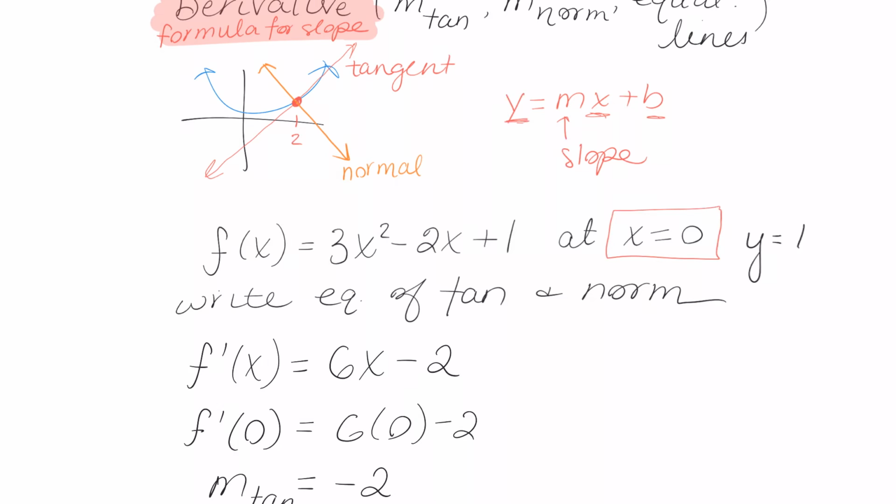The derivative is this, 6x minus 2. That's a formula for slope anywhere. But I wanted to know what was happening when x was 0. I plugged it in, and now I know that my slope, my m tan, is negative 2. That means that my m norm is going to be positive 1/2, because it's the negative reciprocal. So I flip my negative to positive, and I turn the whole thing upside down. So 1/2. Now there's two ways you can find the equation of the normal line or the tangent line.